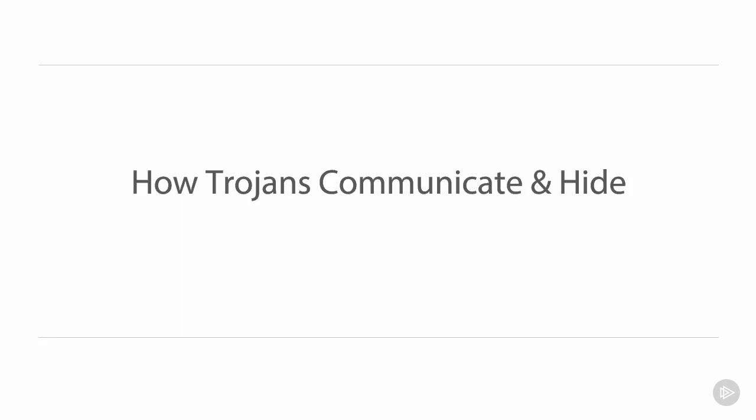So how do Trojans communicate and hide? Well, let's take the hiding mechanism first. When you go through and build a Trojan, remember, we're going to be attaching it to a legitimate piece of software. So technically, there are two different components to a Trojan, or I should say two different communication paths.